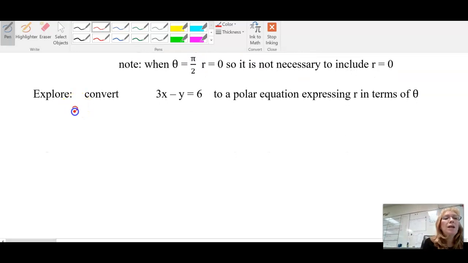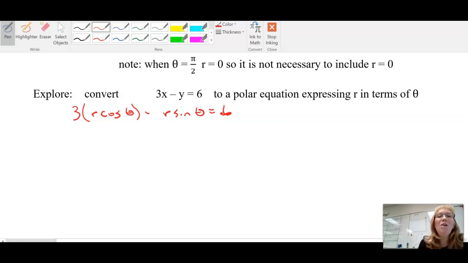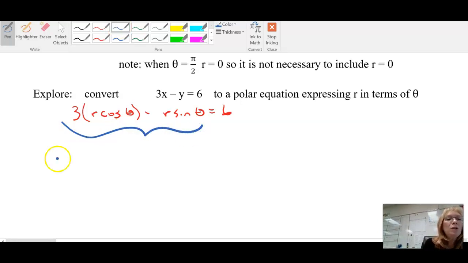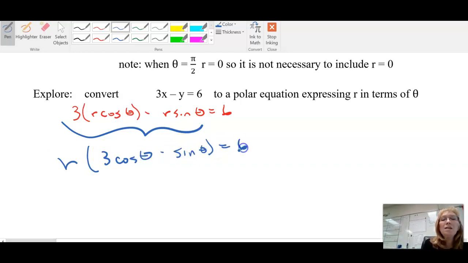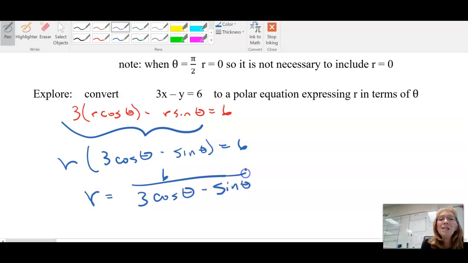So you should have had 3 times r cosine theta minus r sine theta equals 6. Yours is actually easier, even though it looks really weird. If you look here, both of these have an r in common, so we just factor it out. So now I've got r times 3 cosine theta minus sine theta equals 6. Well, to get r by itself, I just divide. So r is equal to 6 over 3 cosine theta minus sine theta. May not be as pretty as the other one, but it's a little bit easier.